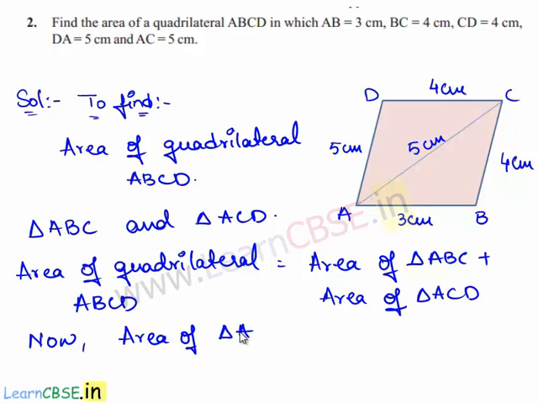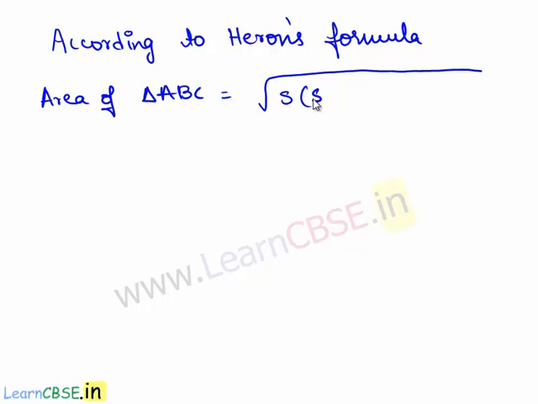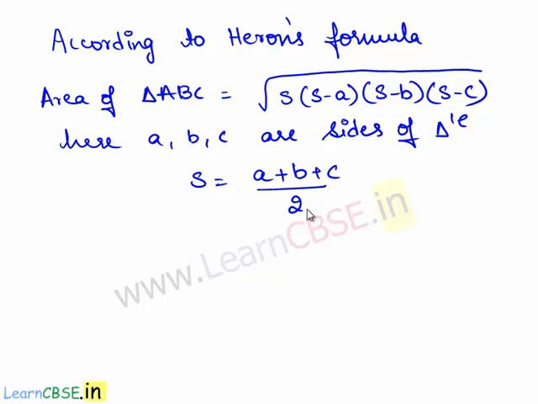So now let us first find area of triangle ABC. According to Heron's formula, area of triangle ABC can be given by square root of s times s minus a times s minus b times s minus c. Here a, b and c are sides of the triangle and s is equal to semi-perimeter, which is (a plus b plus c) divided by 2.